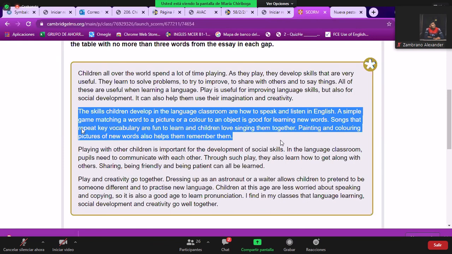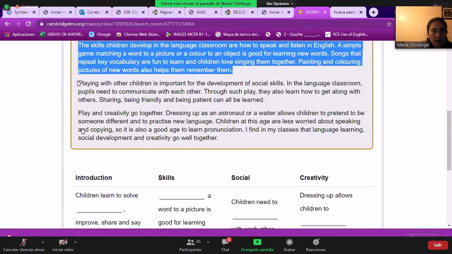Very well, thank you. Cesar, please read the second paragraph. Yes, teacher. The skills children develop in the language classroom are how to speak and listen in English. A simple game matching a word to a picture or a color to an object is good for learning new words. Songs that repeat key vocabulary are fun to learn, and children love singing them together. Painting and coloring pictures of new words also helps them remember them. Thank you. Please, I need your participation, Mr. Brito. You are going to read the paragraph number 3.